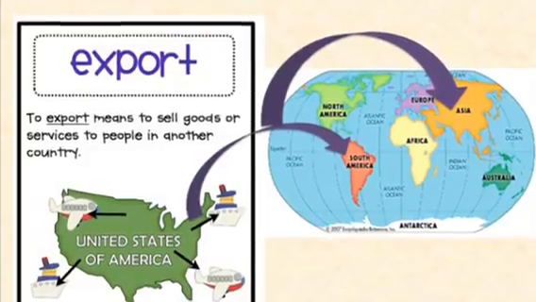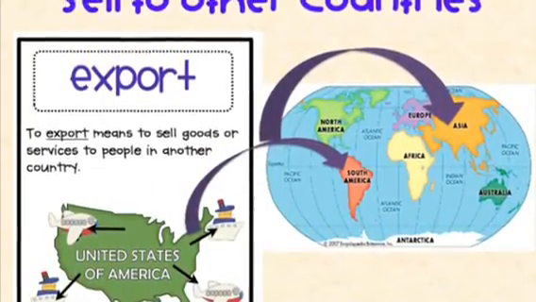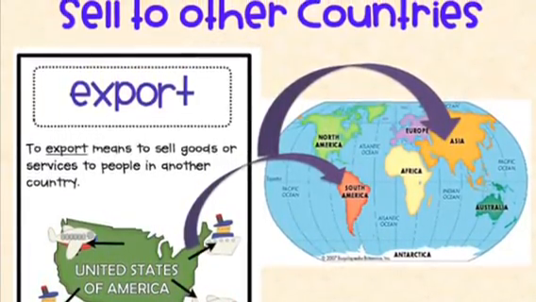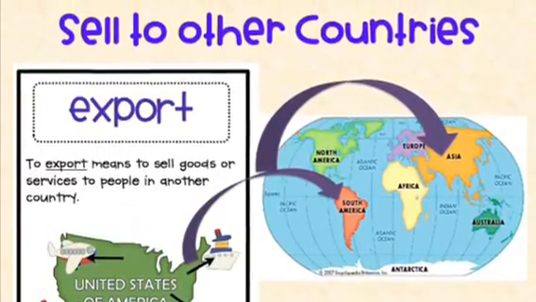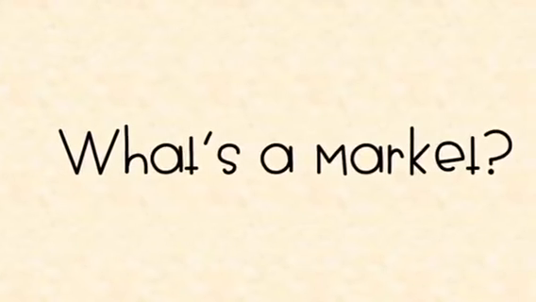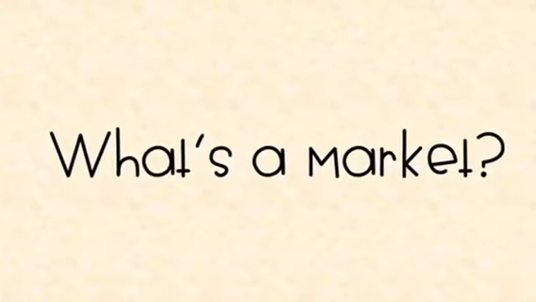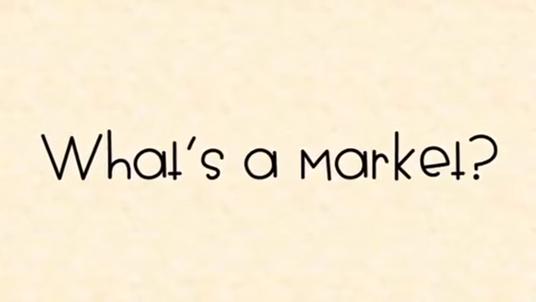If other countries need or want something that the U.S. produces, the United States will export. Export means to sell goods or services to people in other countries. Now, turn and tell your family member or tell me one thing you learned about the U.S.'s market.